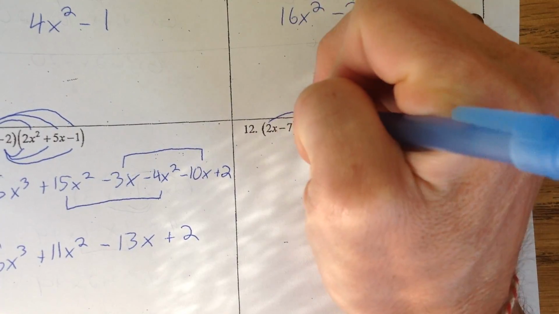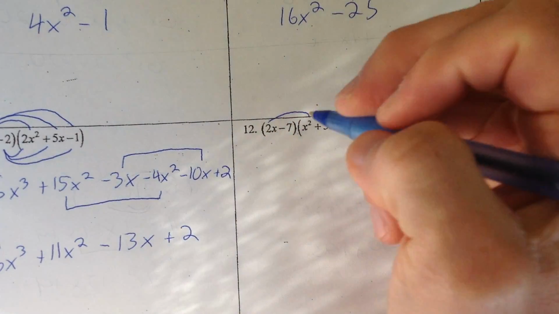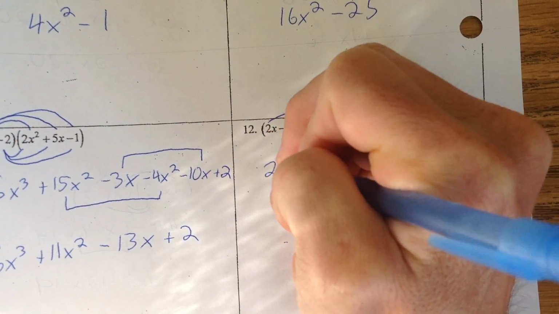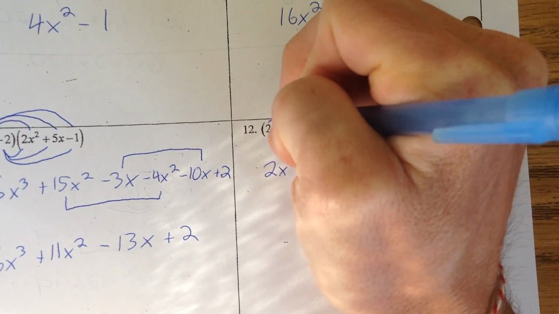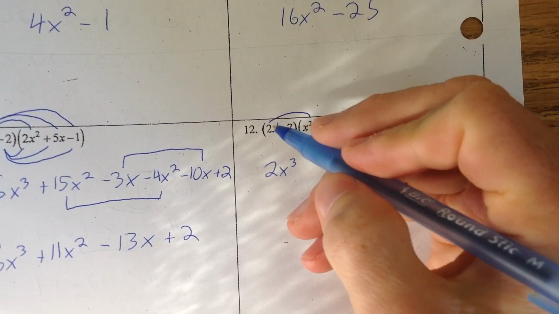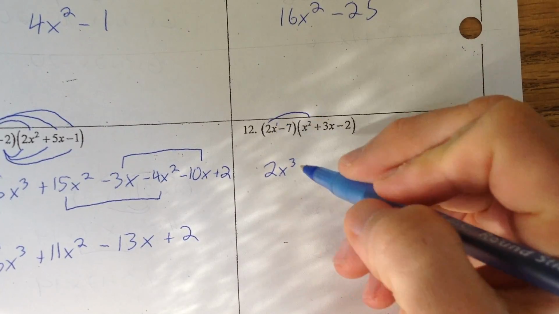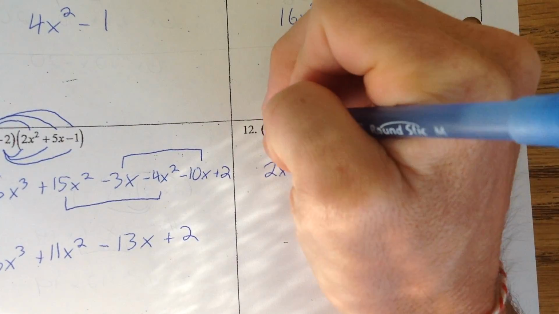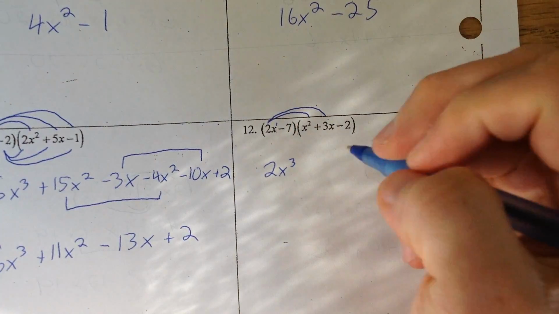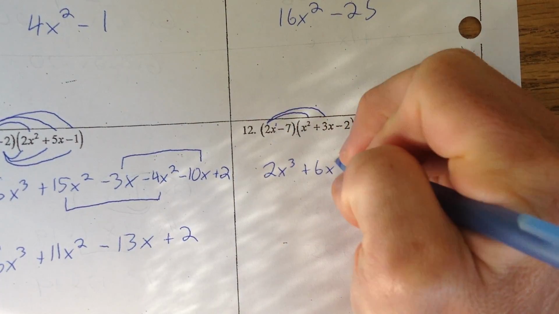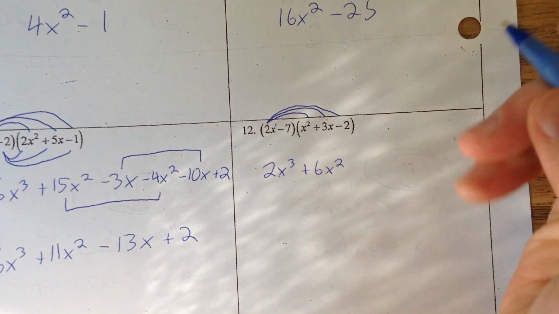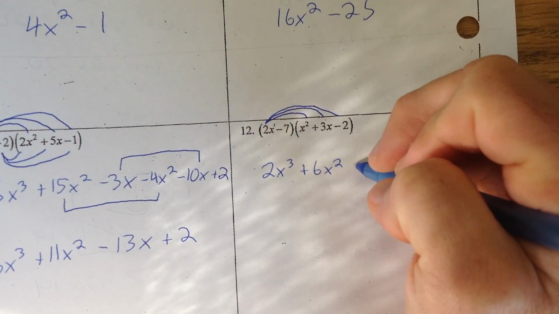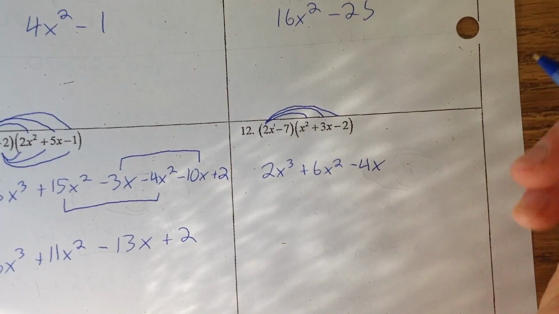All right, 2x times x squared is going to be 2x to the third, because again, this is x to the first, so x to the first times x squared. 2 plus 1 is the 3 there. We've got 2x times 3x, that's going to be 6x squared. 2x times negative 2 is minus 4x.